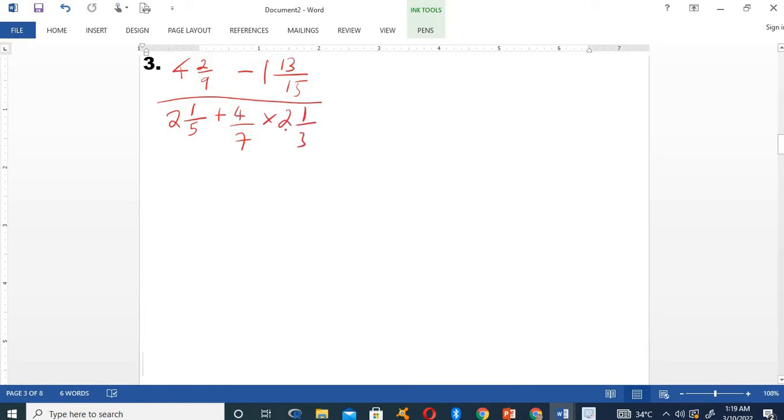Okay, let me start with the numerator. I have 2 mixed numbers, and I'm subtracting. I want to subtract like this. There are several ways you can do it, but I want to subtract like this. I want to subtract the whole part. That is 4 minus 1. And then I'll also subtract a fractional part, which is 2 over 9 minus 13 over 15. This is what I'm going to do.